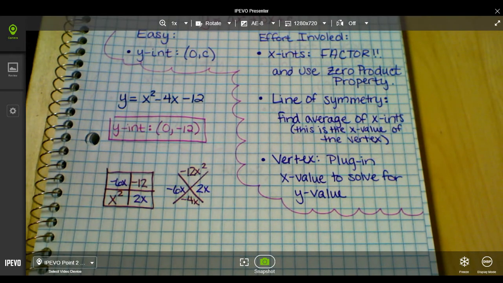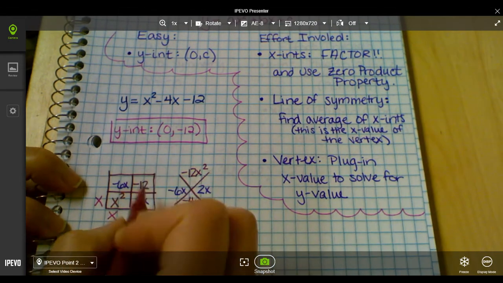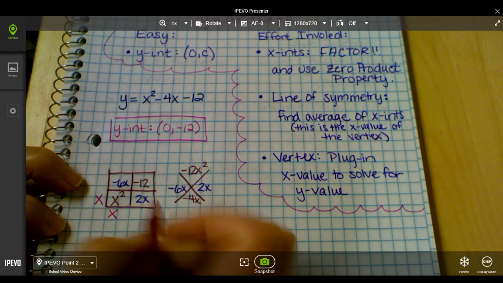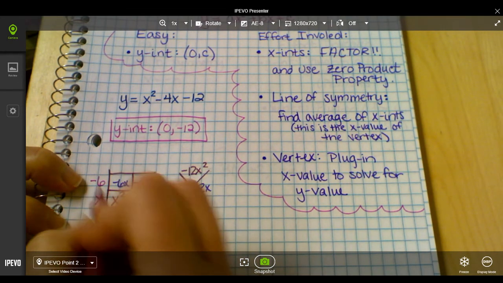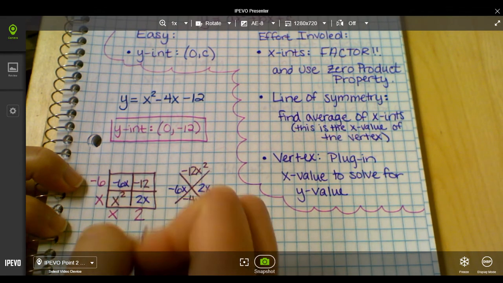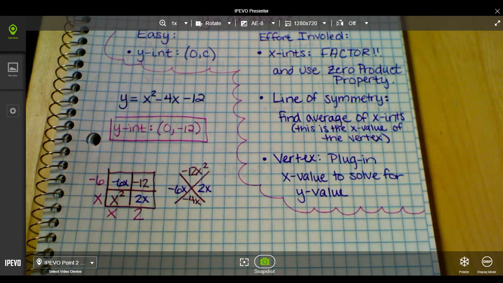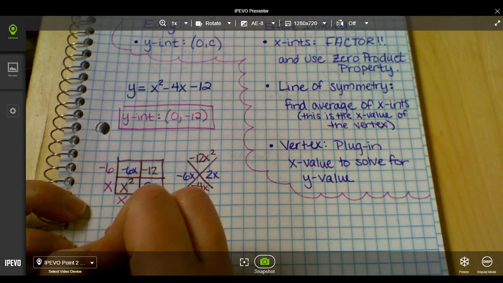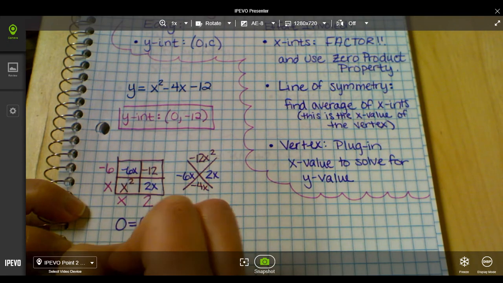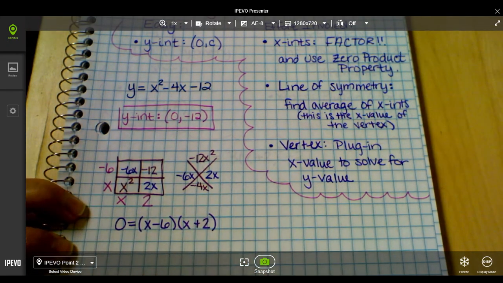And now I have to figure out what the product is. What is the length times width? So I know that it has to multiply to be x squared. These guys are obviously going to be x times x. What can I take out between negative 6x and negative 12? I can take out a negative 6, or negative 6 times x is negative 6x. The same thing over here. I can take a 2 out of negative 12 and 2x, or x times 2 is 2x. So therefore, what I have now is, I'm going to just plug in 0 because I have to use the zero product property now. But I know my two factors of this are x minus 6 and x plus 2.